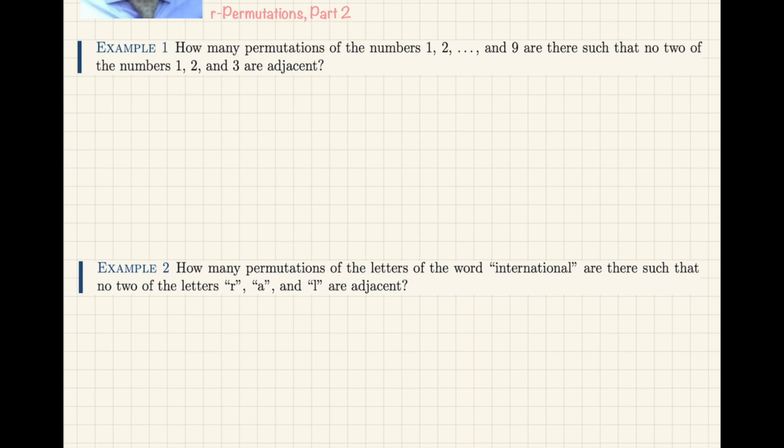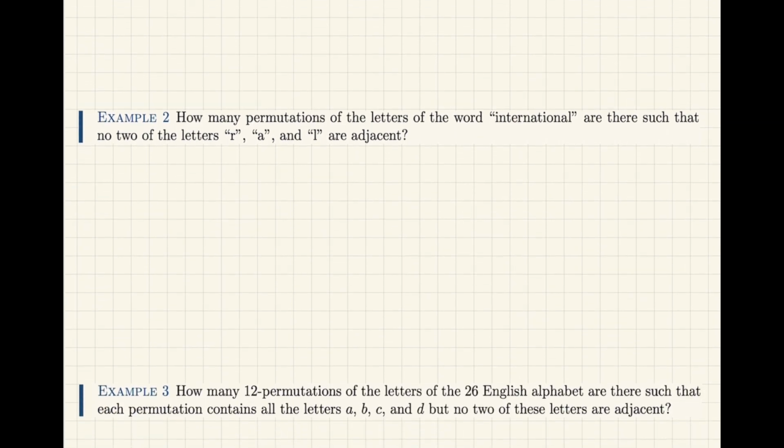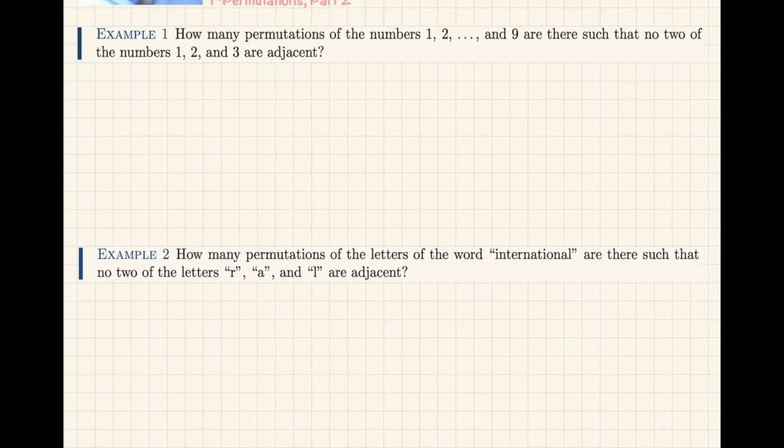So how many permutations of the numbers 1, 2 up to 9 are there such that no two of the numbers 1, 2, 3 are adjacent? Okay, let me solve it in a very simple way. Do you remember I talked about how we were able to solve the problem? It might be a very good idea to start with the hard method first.